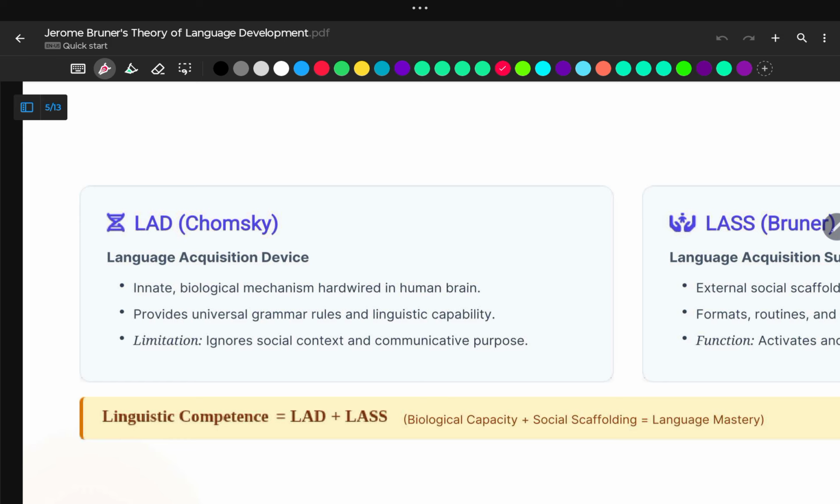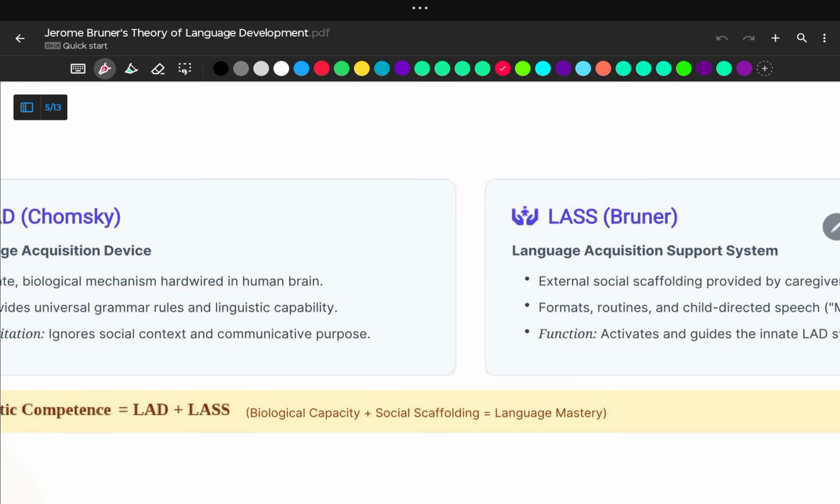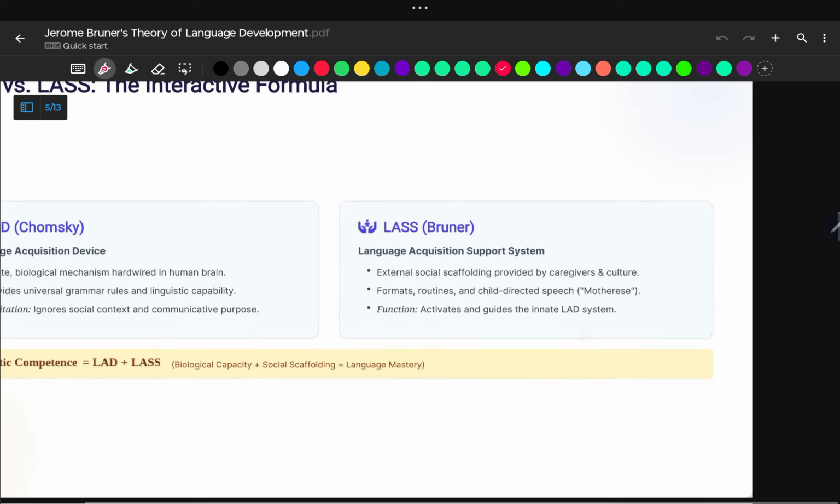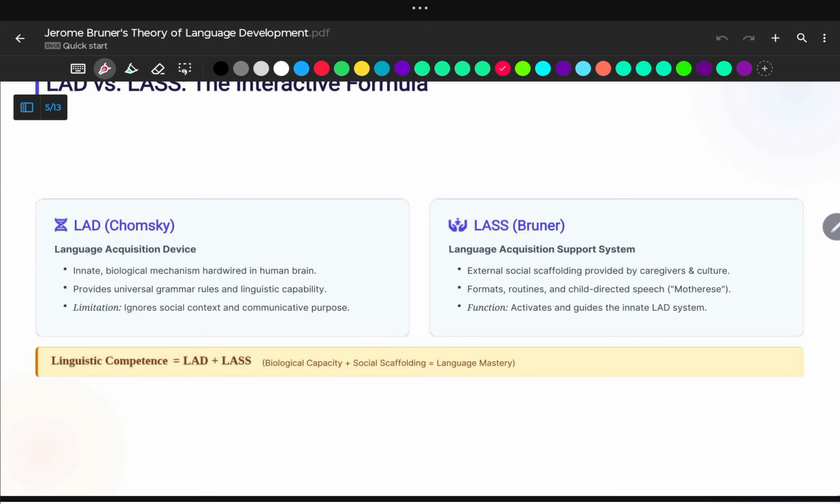And the limitation of LAD given by Chomsky is that he ignores social context and communicative purpose. He completely ignores social context and communicative purpose, friend. And now let's learn about LASS, which we have learned something about earlier. Now let's quickly revise LASS given by Bruner. Here you will be able to see the difference between LASS and LAD.